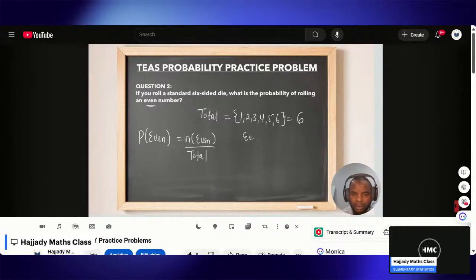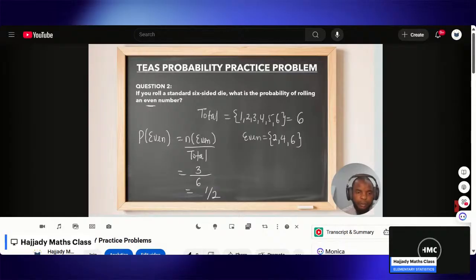What are the even numbers we have? The even numbers are numbers that can be easily divided by 2. So here we have 2, 4, and 6. In total, we have 3 even numbers over the total, which is 6. Finally, your answer is 1 over 2, which is half.